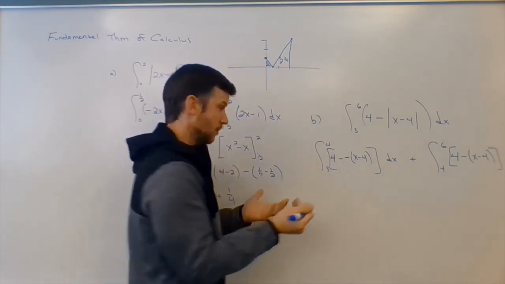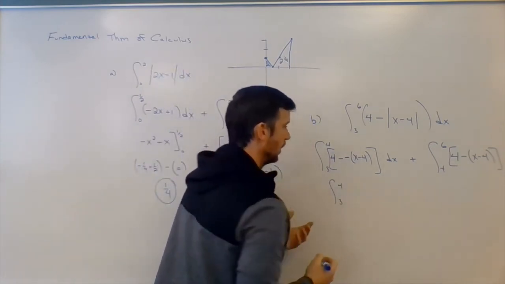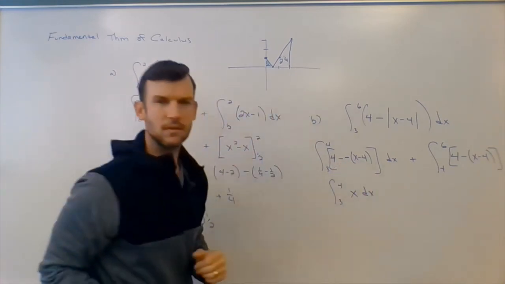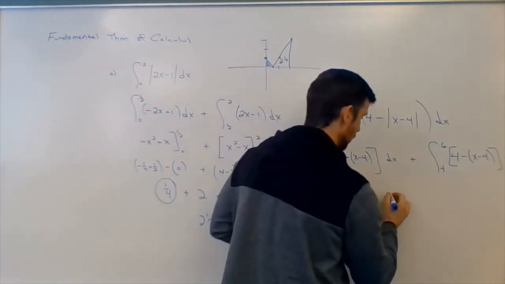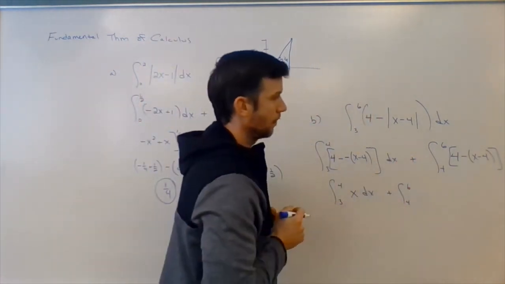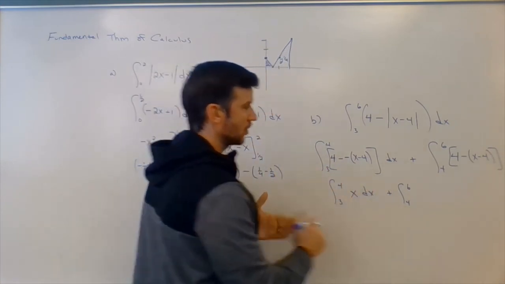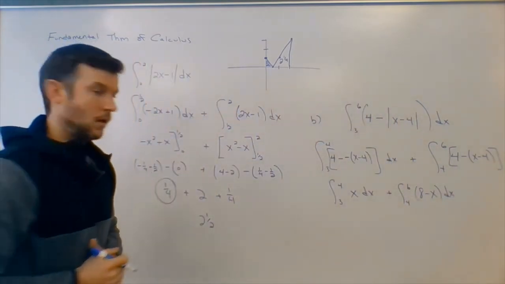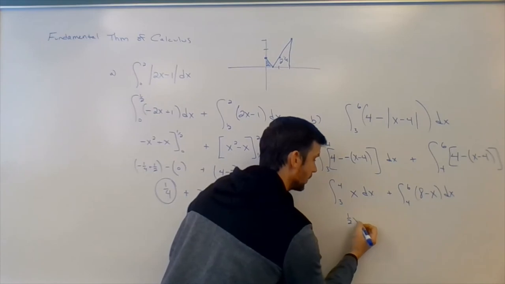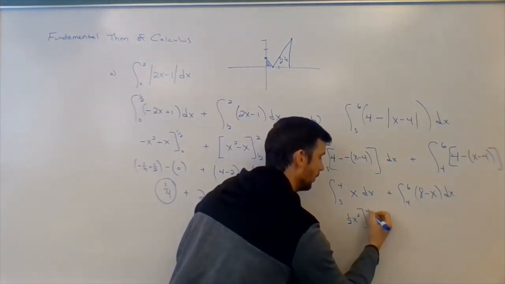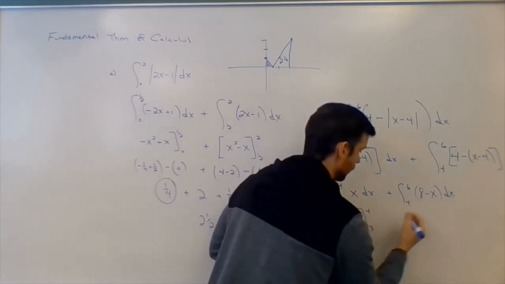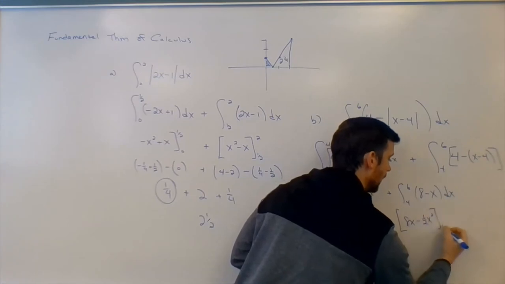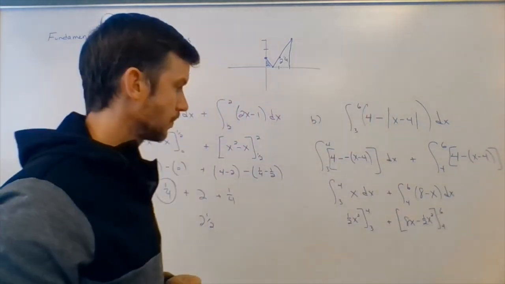Okay, so let's simplify both of these. This first one, it's 4 plus x minus 4, that's just x. That integral is going to be fairly easy. Okay, over here, the integral from 4 to 6, that's going to be 4 minus x plus 4, so that's 8 minus x. Okay, so this one ends up being 1/2 x squared. We're going to evaluate that one from 3 to 4. And then this one ends up being 8x minus 1/2 x squared. That's from 4 to 6.